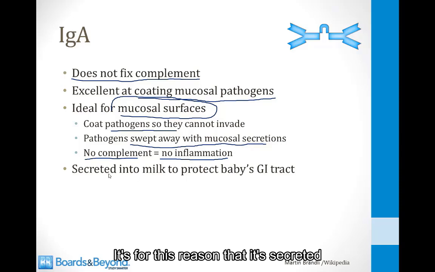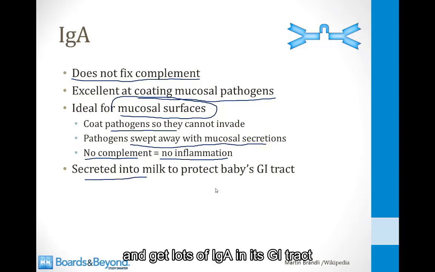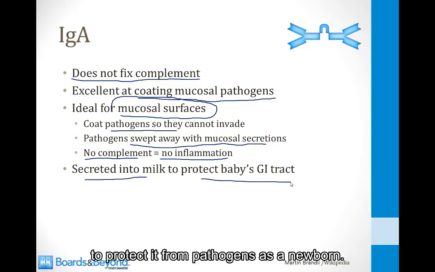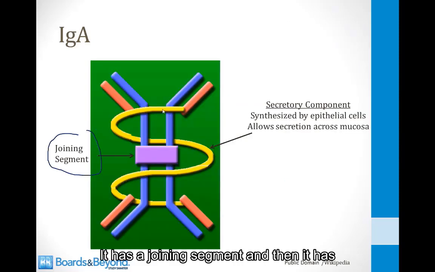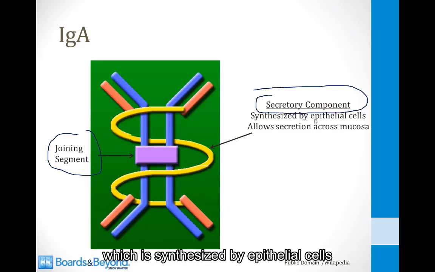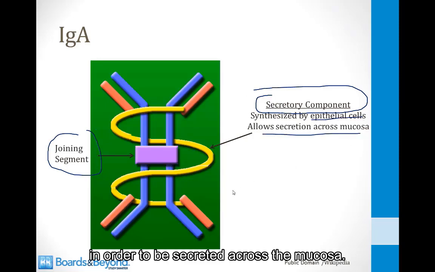It's for this reason that it's secreted into mother's milk so that the baby will consume this and get lots of IgA in its GI tract to protect it from pathogens as a newborn. This is another picture of an IgA molecule. It has a joining segment, and then it has this long snake-like secretory component which is synthesized by epithelial cells, and it needs the secretory component attached to it in order to be secreted across the mucosa.